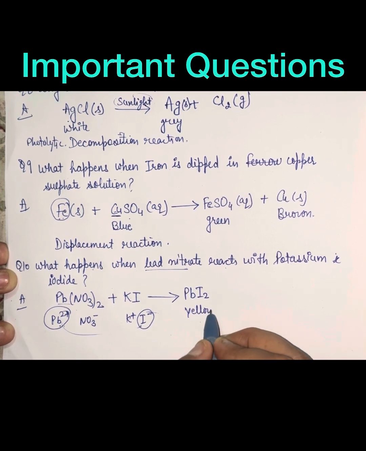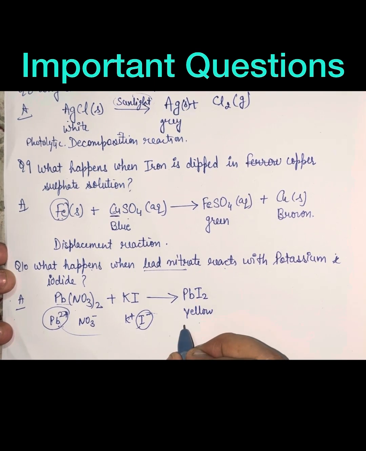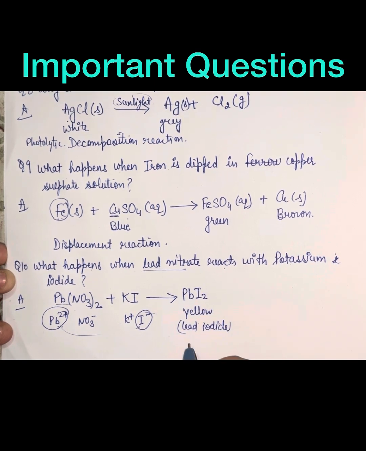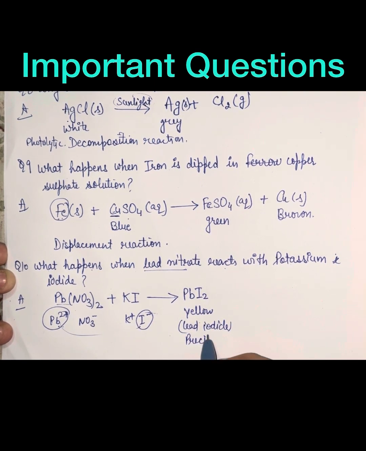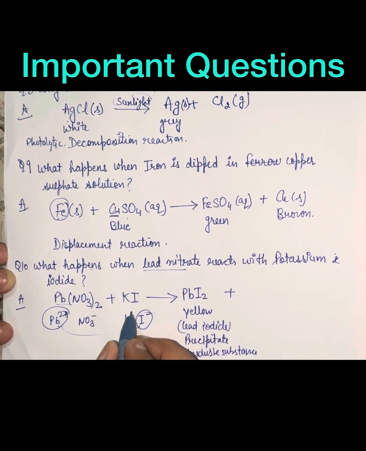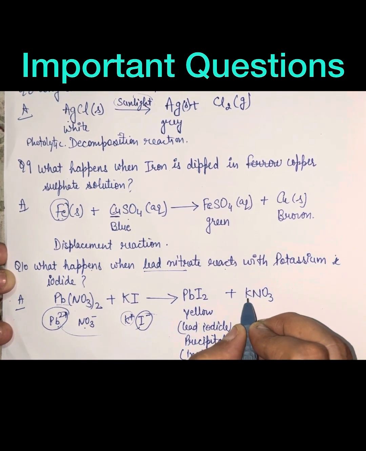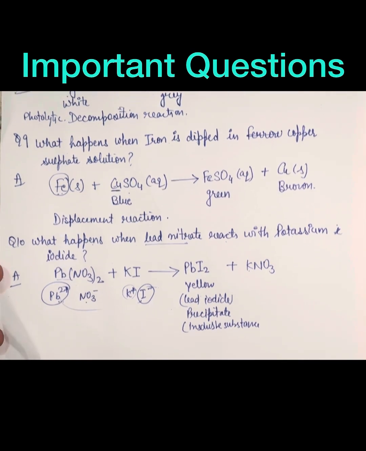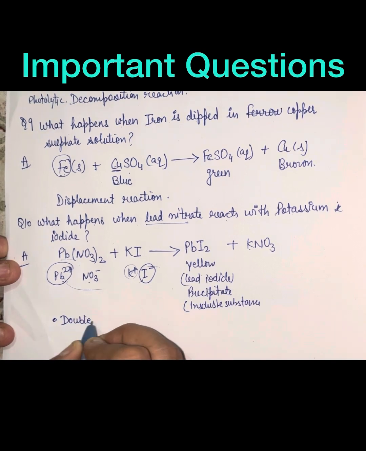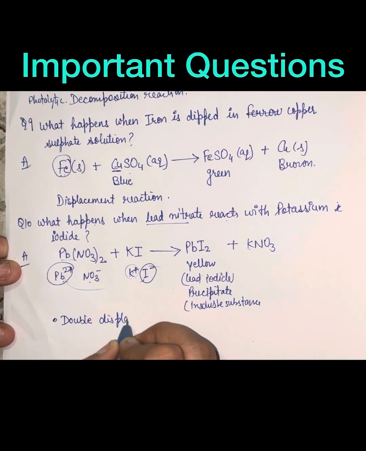of yellow color. Lead iodide, yellow color, precipitate. Precipitate means insoluble substance. Plus positive of this will combine with this to form KNO3, potassium nitrate. The type of reaction is double displacement reaction.